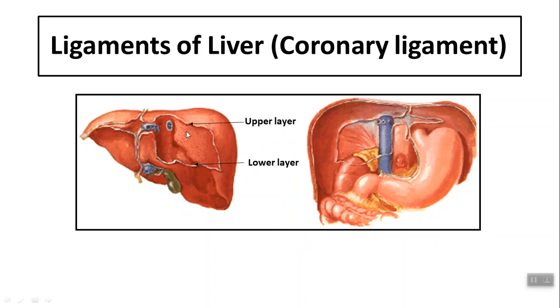In between the layers of the coronary ligament, the upper layer and the lower layer, there's an area that is devoid of peritoneum, and it is called the bare area of the liver. Here the liver is in direct contact with the diaphragm. This area is also called the extraperitoneal space. Why? Because it is devoid of peritoneum.